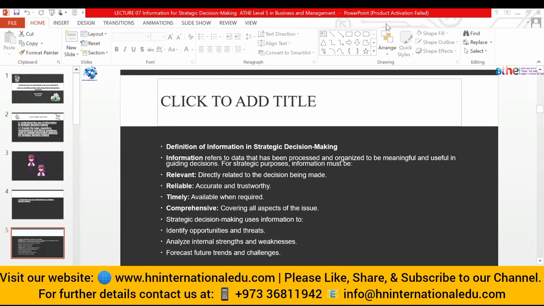Strategic decision making uses information to first identify the opportunities and threats. Opportunities are good and valuable for the business, and threats are the dangers, hindrances, obstacles which we might face or may face in the future. For that, we always go for contingency plans. Analyze internal strengths and weaknesses of what? Of the organization, of your team, the project.